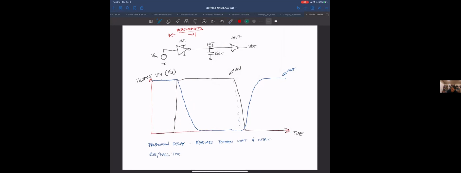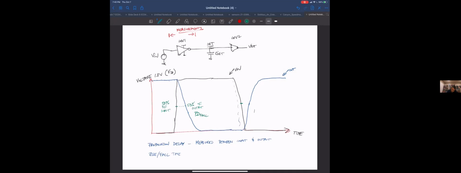Basically, I'm measuring the difference between this point, which is the 50% point of the input transitioning, to the 50% point of the output transitioning. So it's measuring the difference between the input and output changing. So this is prop delay fall, PD fall. There's a falling prop delay and a rising prop delay. The rising prop delay is here, and it just refers to the output rising or falling. This is an inverter, so the input is doing the opposite of the output.